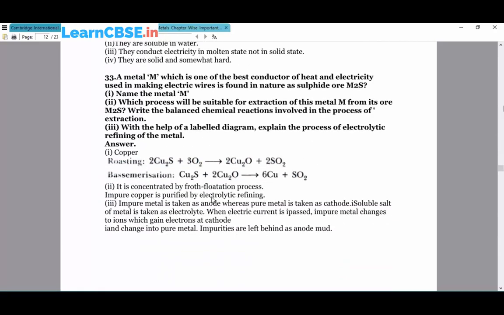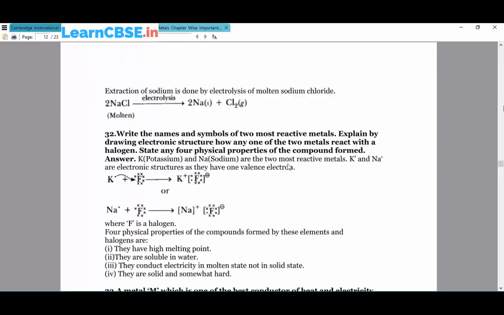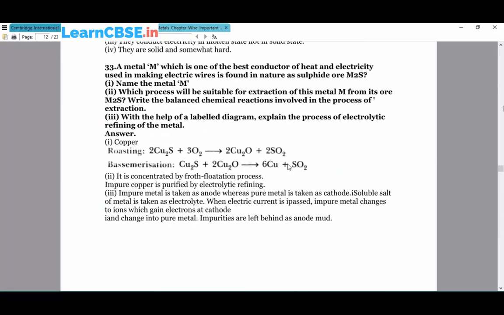A metal M, which is one of the best conductors of heat and electricity and is used in making electric wires, is found in nature as the sulfide ore M2S. Name the metal M. It is copper. Roasting means we roast the copper ore in the presence of oxygen. Sulfur dioxide gas comes out and it forms Cu2O. 2Cu2S plus 3O2 gives 2Cu2O plus 2SO2. Bessemerization: 2Cu2O plus Cu2S gives 6Cu plus SO2.